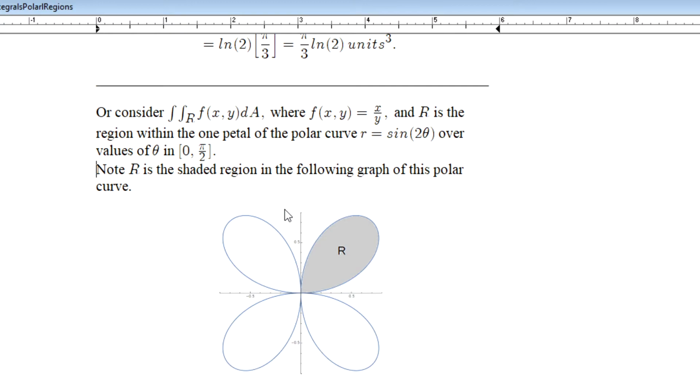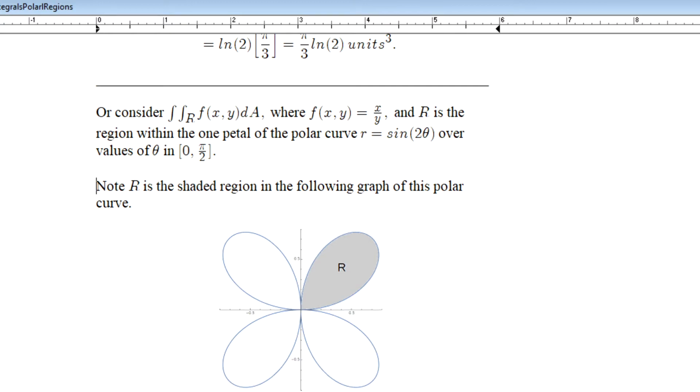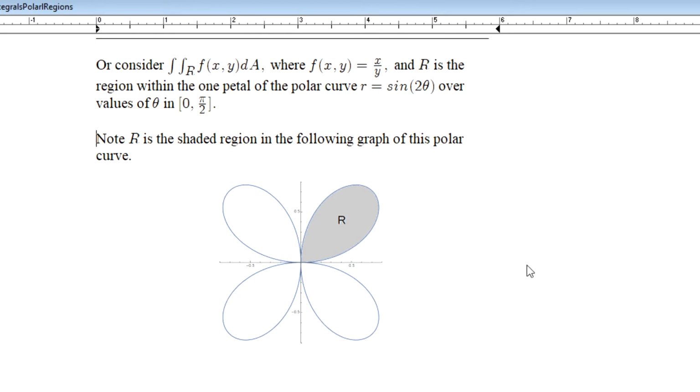I put this together on Mathematica, and what I might do is give you a quick little demo over how to get some of these descriptions of R in terms of using Mathematica here, and post that up. But here's the description of R we're talking about.